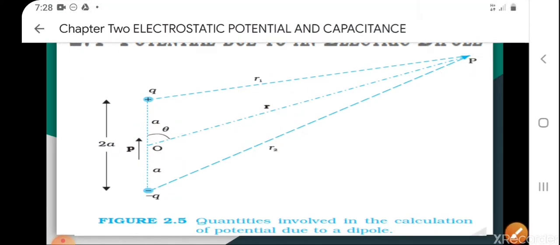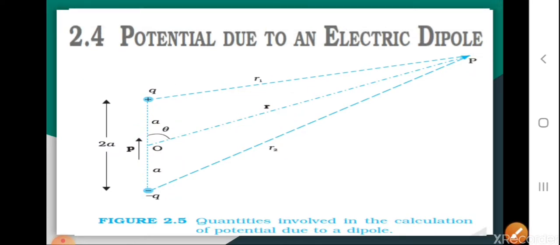Now, let us again say that a dipole, minus q and plus q, is separated at a small distance 2a, half distance a. The dipole moment from minus q to plus q is p. The distance between plus q and P is r1. The distance between the center of the dipole and P is small r. The distance between minus q and P is r2.